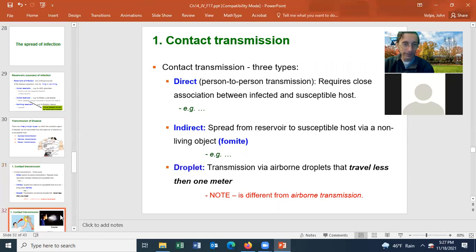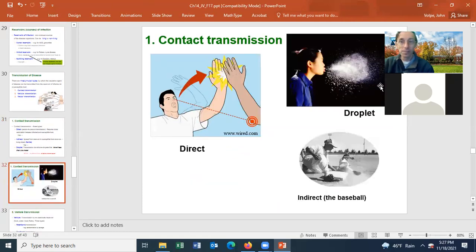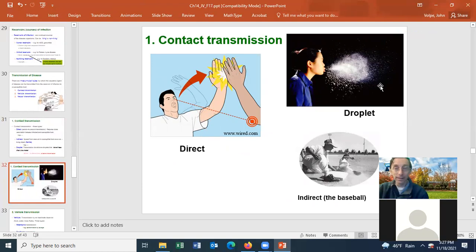I'll show you in the picture here. In a sneeze, if you're within 1 meter, this region here, that's droplet transmission. If you're at 1 meter and less than 1 inch, it's airborne transmission. And it's the same sneeze. So like I said, I'm not going to test you on that because, to me, that's an arbitrary distinction.